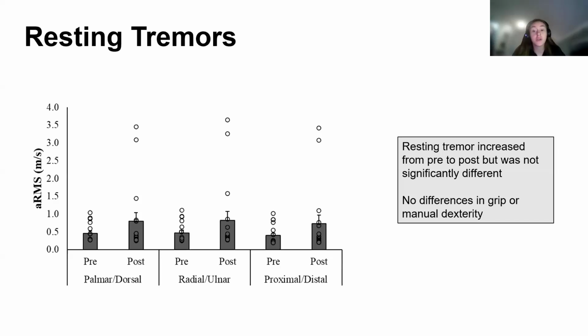Resting tremors also increased from pre to post. Although they weren't significantly different pre to post, it's still important to note because even small changes in the shaking of a hand can really, really affect somebody's life and their everyday living. And noting this, there also were no real differences between grip strength as well as manual dexterity.